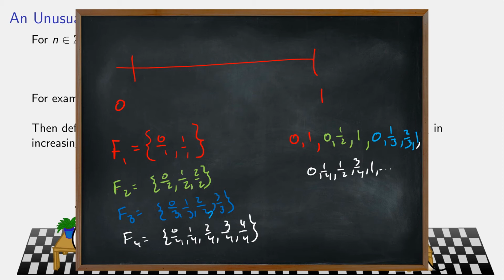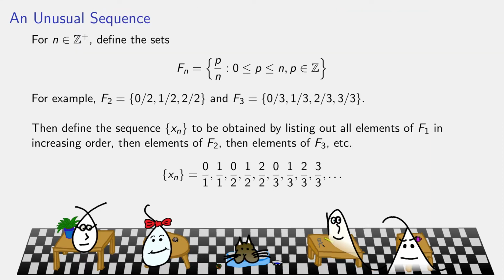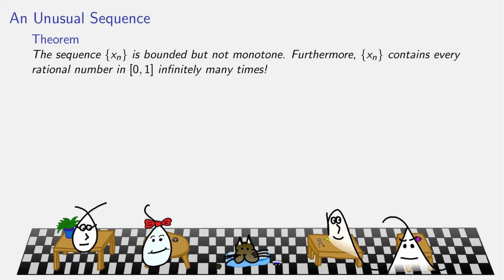I'm just going to keep doing this procedure. Once I exhaust all the rational numbers of a given denominator between 0 and 1, I move on to the next one. So here's what we end up with. Okay, here I haven't simplified them, that's fine. This sequence is bounded but not monotone, and furthermore, it contains every rational number in between 0 and 1 infinitely many times. There are infinitely many rational numbers in between 0 and 1, and they're all in there infinitely many times.